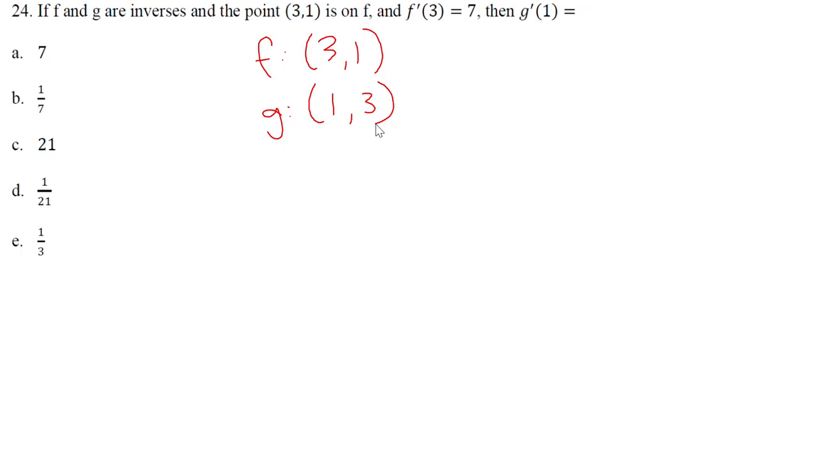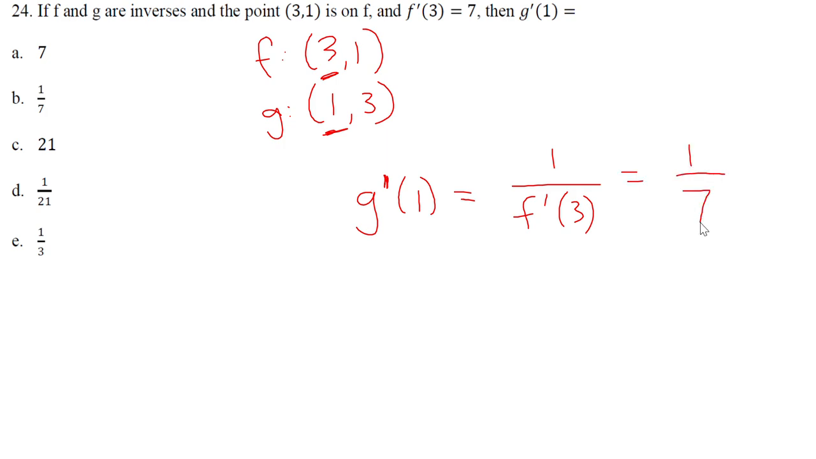Well, we want g prime of 1. The inverse rule just says that g prime of 1 should equal, if f and g are inverses, 1 over f prime of its x value at that related point. Well, we're given f prime of 3, it's 7, so g prime of 1 ought to be 1 over 7. Choice B.